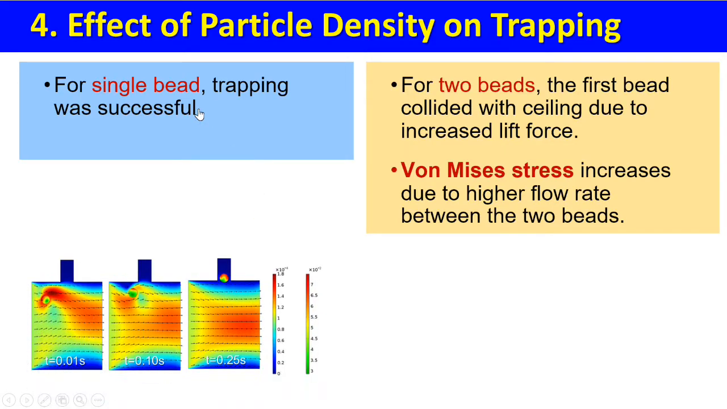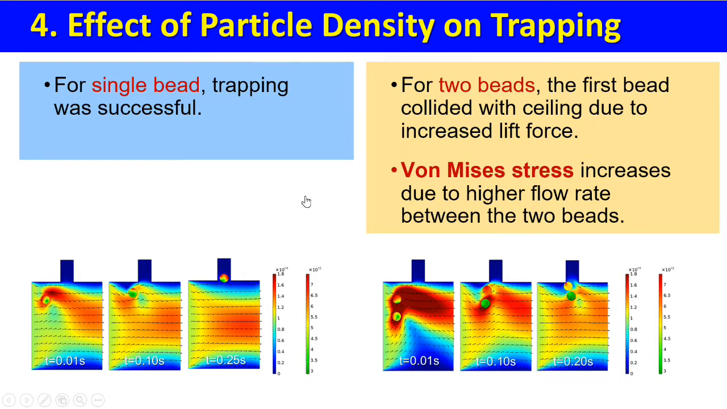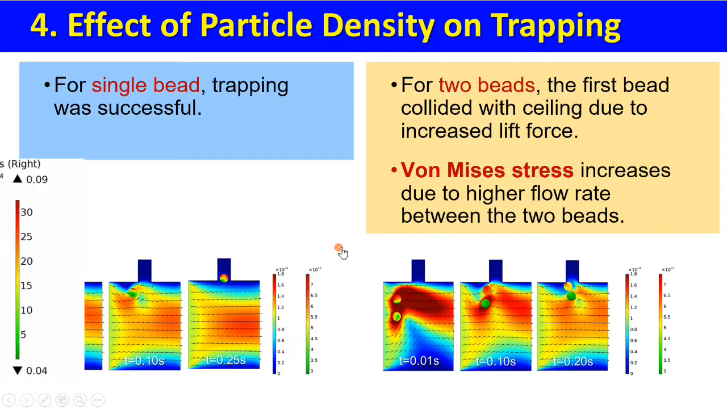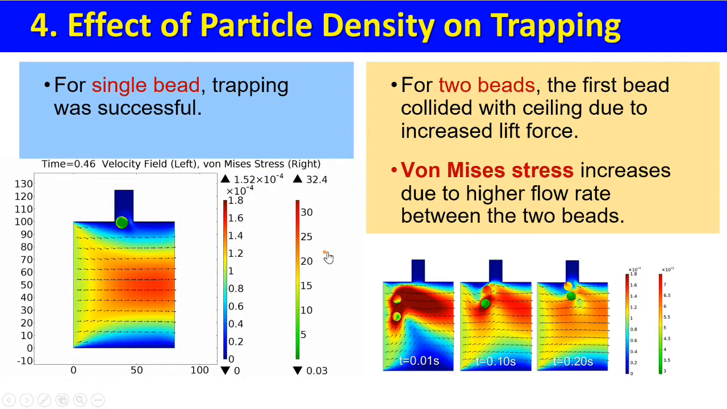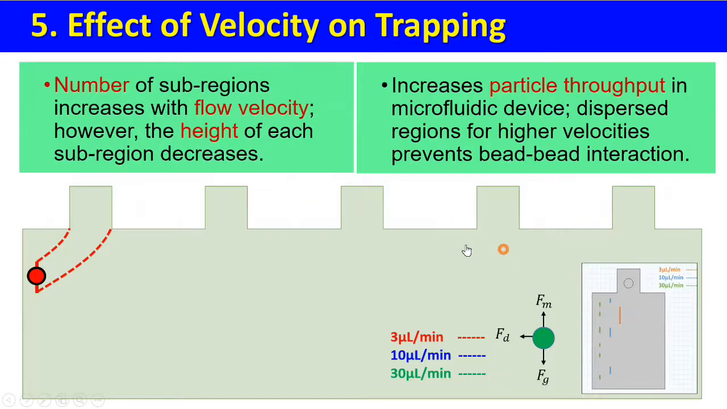For a single bead, trapping was successful. For two beads, the first bead collided with the ceiling due to increased lift force. Von Mises stress increases due to higher flow rate between the two beads.